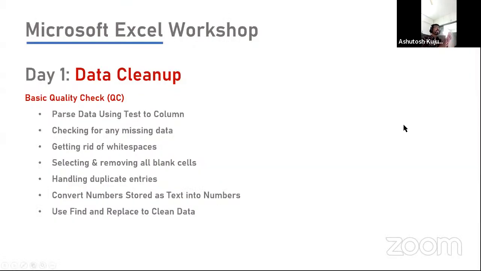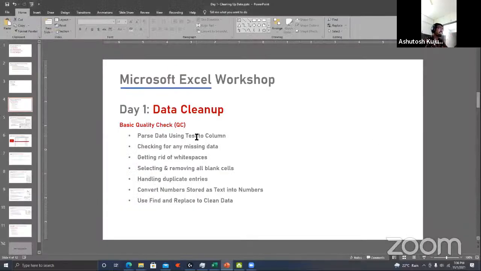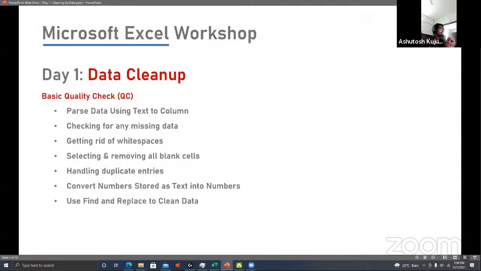Perfect. So for today, we'll focus solely on data cleanup, what we also usually call a basic quality check, or QC in short. So if I say QC in any of the slides going forward, it means quality check. There are a lot of things that we usually have to do, starting from parsing data from text to columns, checking for any missing data, getting rid of white spaces, selecting and removing all the blank cells, handling duplicates, converting numbers stored as text into numbers, and using find and replace to clean data.